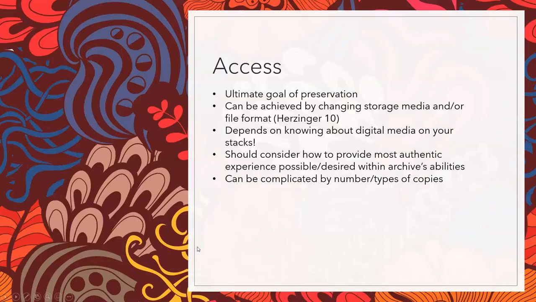Okay, and so one interesting thing about access is it can be complicated by the number and types of copies. So if you are a repository that has it in its preservation plan that you're going to make 2 copies of the original record and maybe 3 copies of access records, then you have to juggle all that and make sure that you have access that connects to the record that you want your researchers to be looking at. So just a little complication that archivists are faced with.